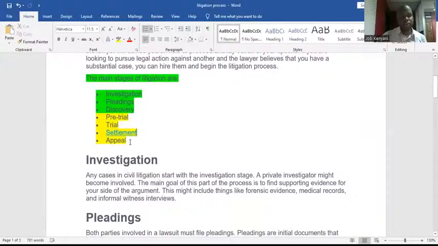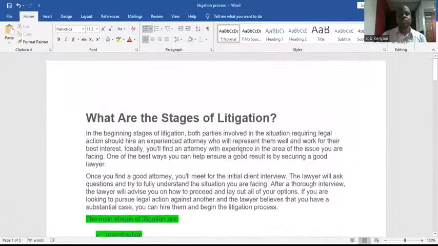But under the common law system, they leave the parties to argue the matters by themselves. So the judge is not involved in doing the investigations or inquiries. And therefore, in this case, they'll start at the pretrial stage. So these are the processes of litigation.